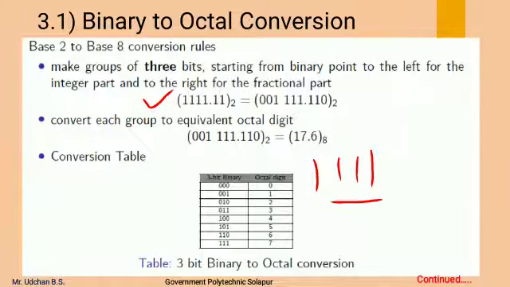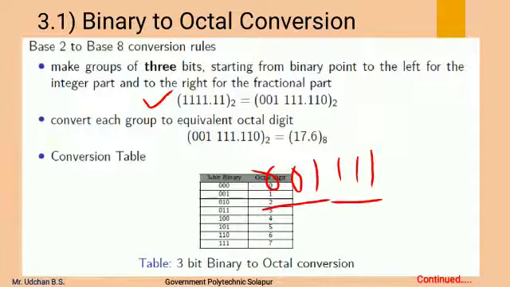Now the remaining bit is only 1. We have to make a group of 3 bits. There are 2 bits less, so we will add 2 zeros in the MSB position to make a group of 3 bits. This is our second group.